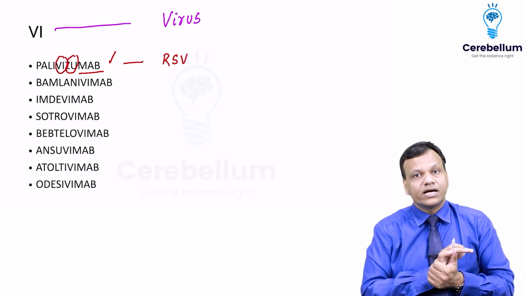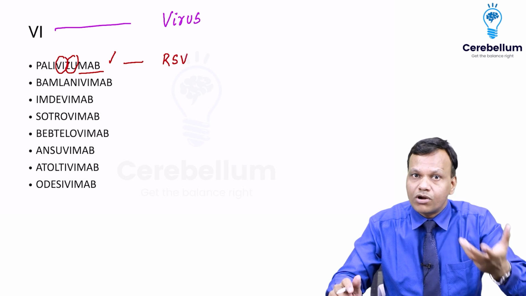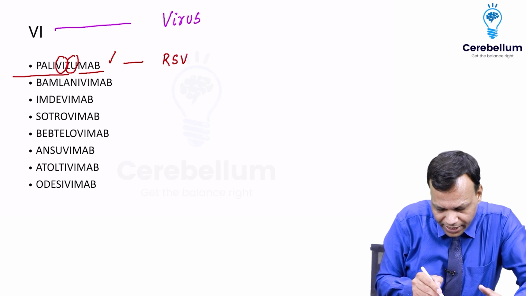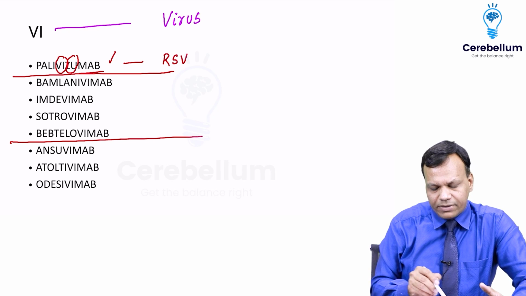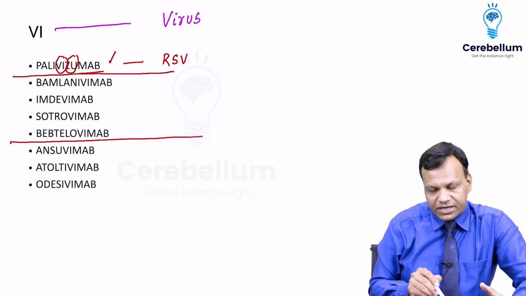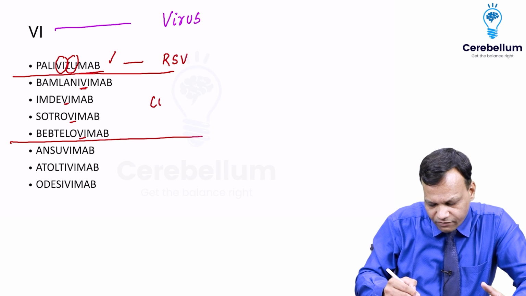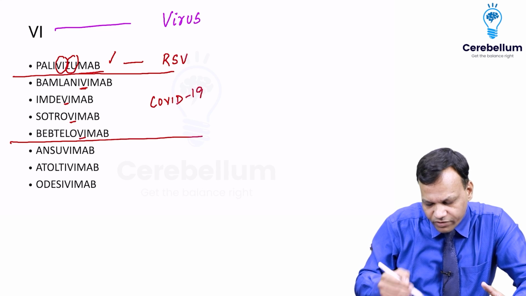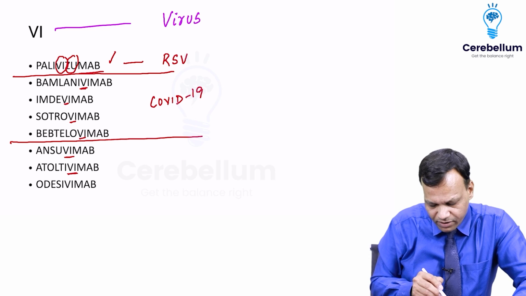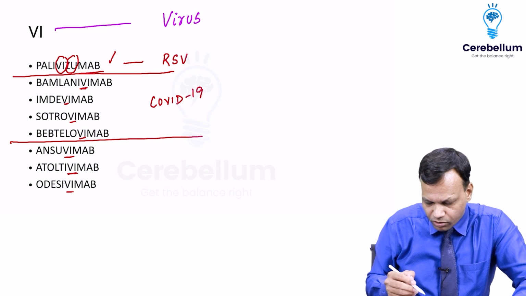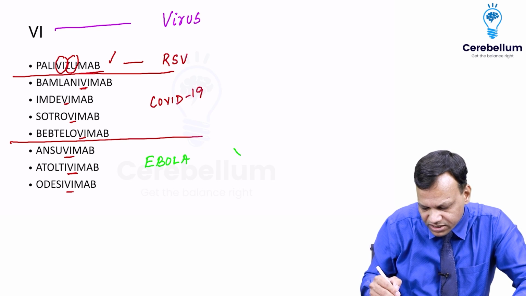Then we have found many more drugs, and particularly the most important virus nowadays is coronavirus, COVID-19. So we have monoclonal antibodies against COVID. These are the four drugs: bamlanivimab, imdevimab, sotrovimab, and bebtelovimab. All of them contain VI, meaning virus. So they are for COVID-19. Then these are the monoclonal antibodies ansuvimab, atoltivimab, and odesivimab. These are for Ebola virus. Remember, Ebola virus is not common in India. You can safely skip them.